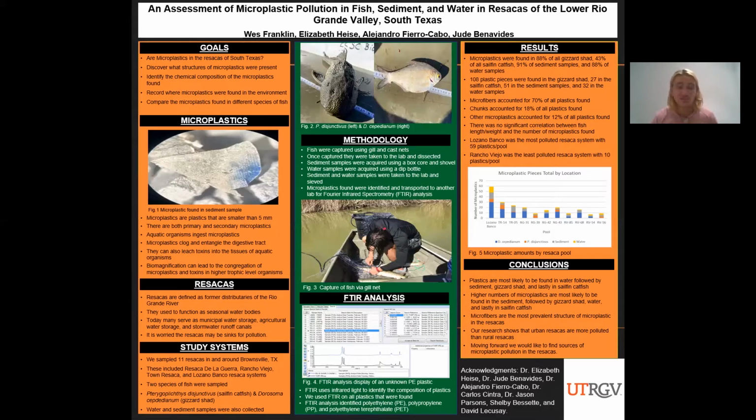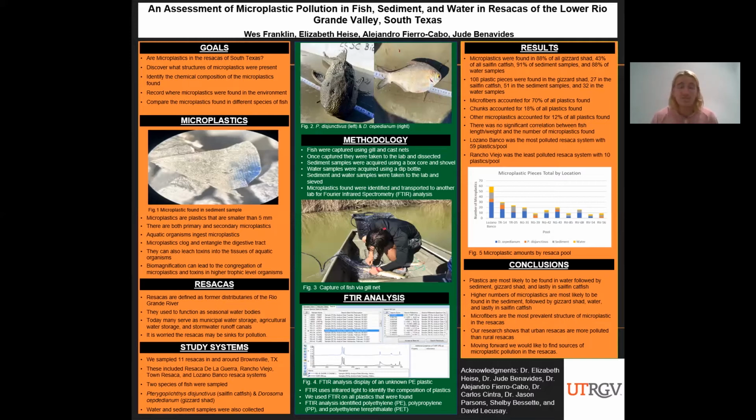So resacas are generally defined as former distributaries of the Rio Grande River. They used to function as seasonal water bodies. They would dry up in the dry season and become inundated with water in the rainy season. Due to human-induced impacts, they generally stay inundated year-round as we pump municipal water into them. Because of their location near urban areas and the fact that they're dislocated from the Rio Grande River now, it's worried that they're becoming sinks for pollution.